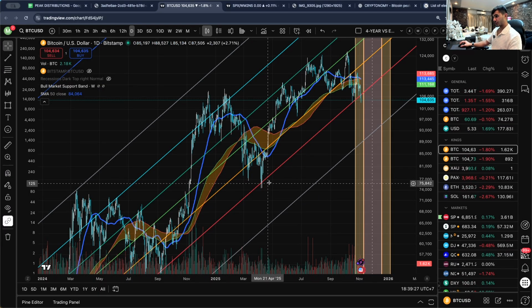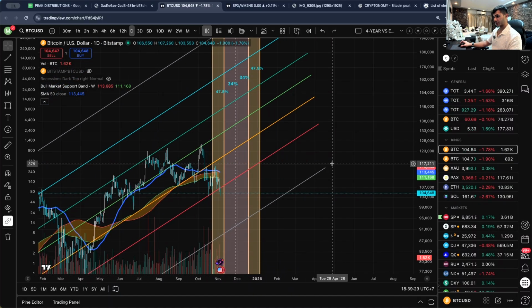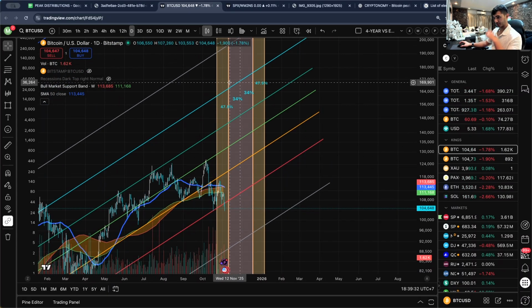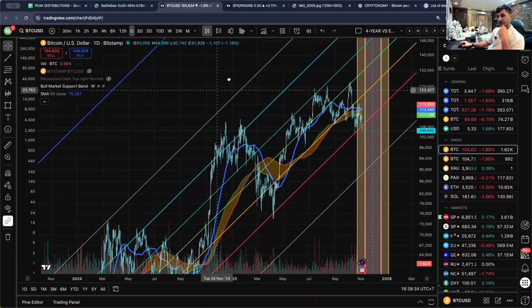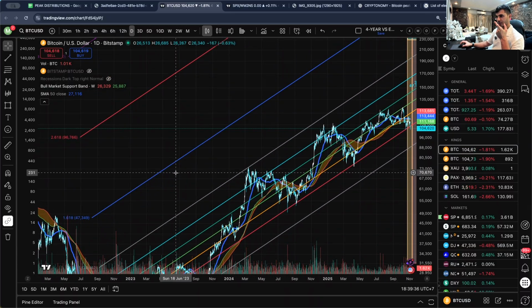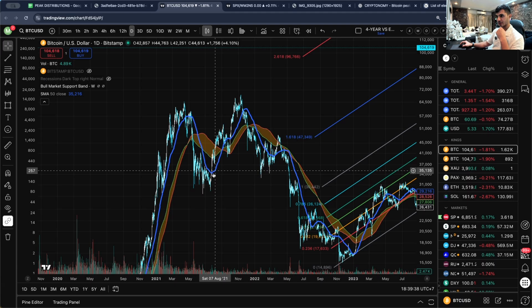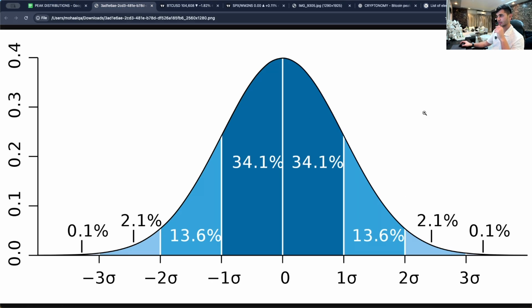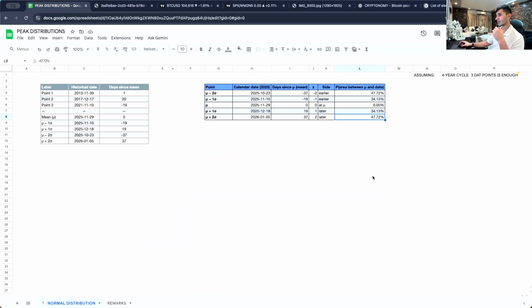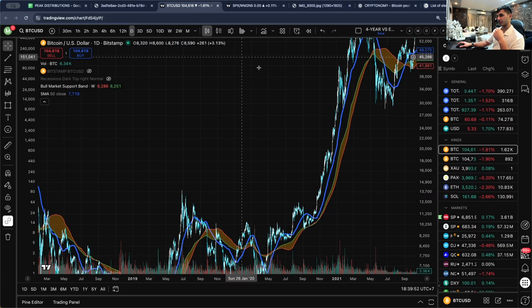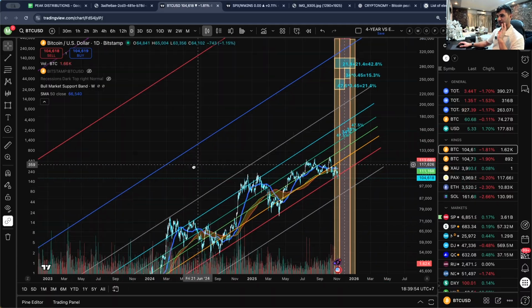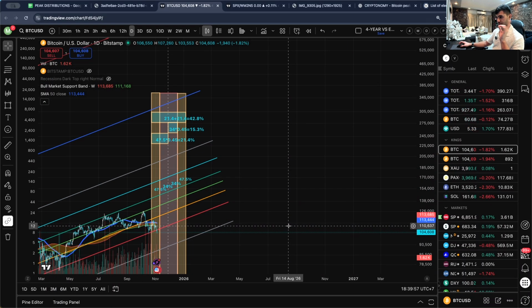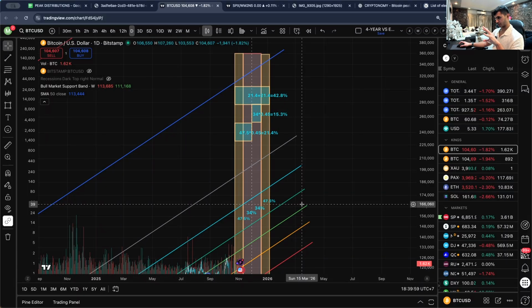So in the previous video, we did come up with some numbers, right? But we did have a limitation because Bitcoin only has 3 cycles, so we only have 3 data points. We took these data points, just a little refresher, and we used the normal distribution based on some assumptions that we explained, and reasons why we used the normal distribution. We got some numbers and we put them on a chart.